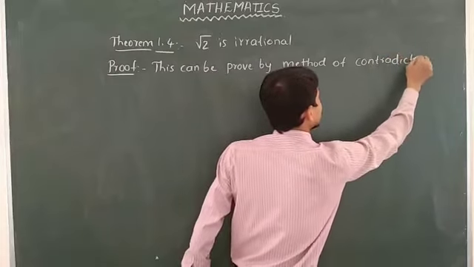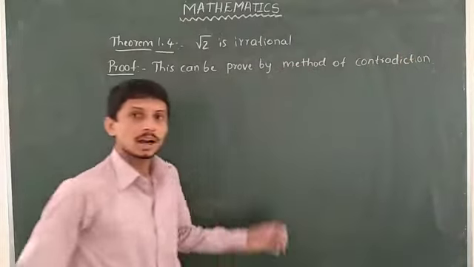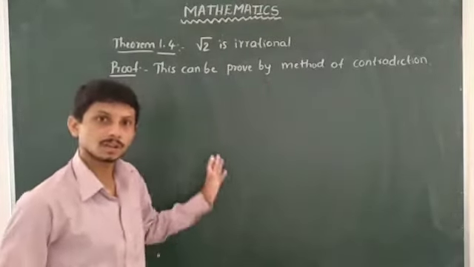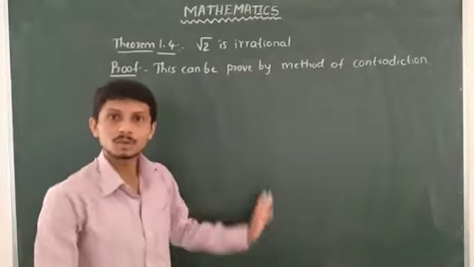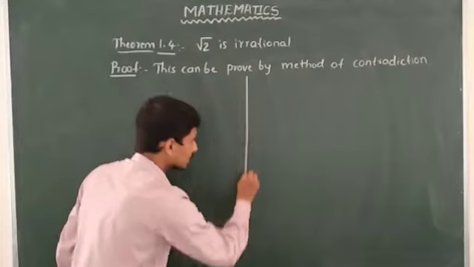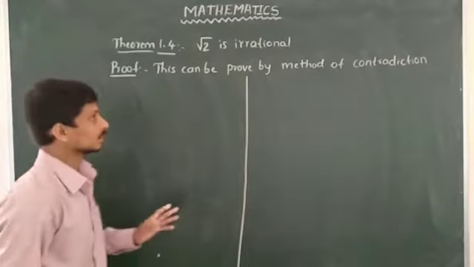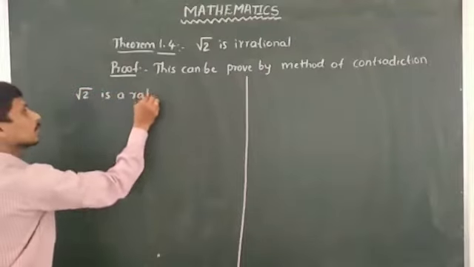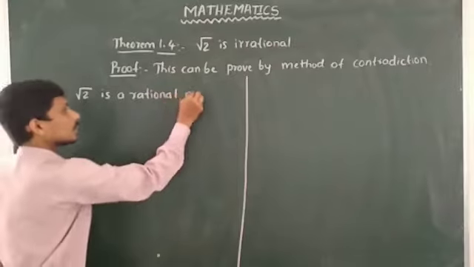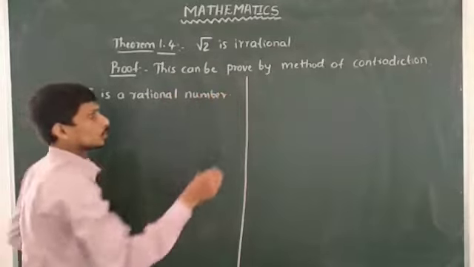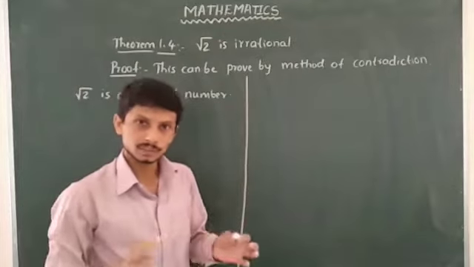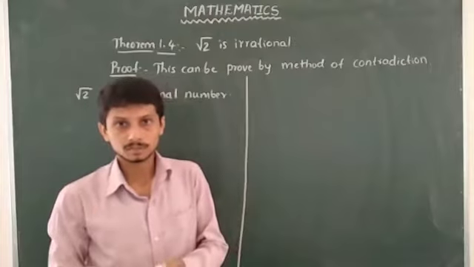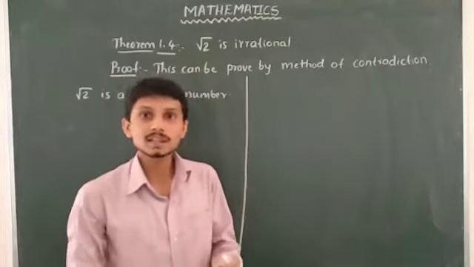Method of contradiction. Here I will divide this blackboard into two parts for my convenience, so the whole theorem can be proved on one board. Here I take root 2 as a rational number, which can be proved by the method of contradiction. That means root 2 cannot be an irrational number.